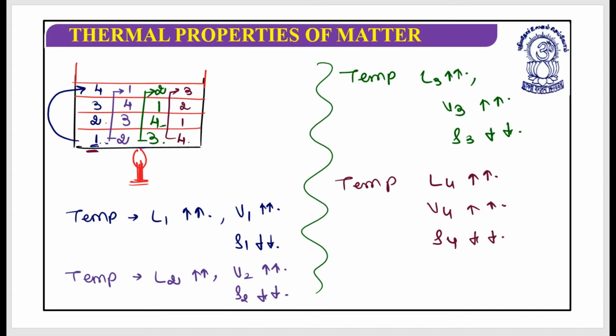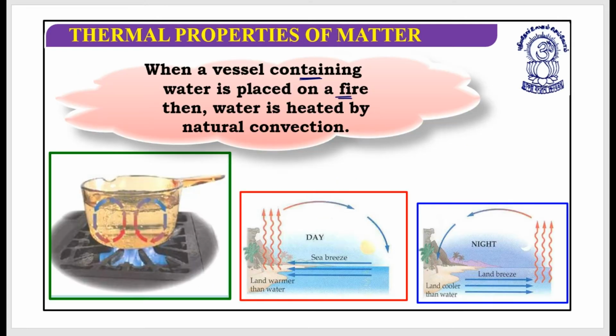So this is how natural convection behaves. I hope this is clear. Is it clear? So this is how, when we put water in a container and put that container on a stove, the actual flow will begin, which you can see in this diagram as well. Yes, so this is what we call natural convection. One more application of this is the sea breeze and land breeze.